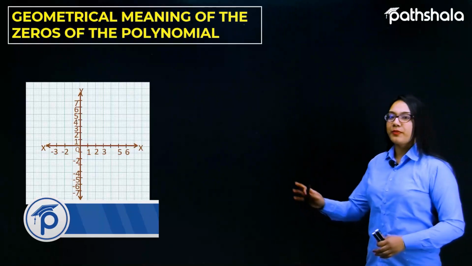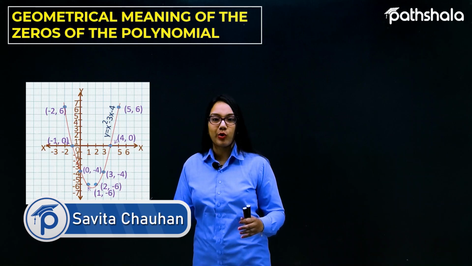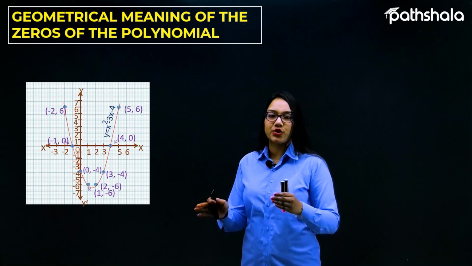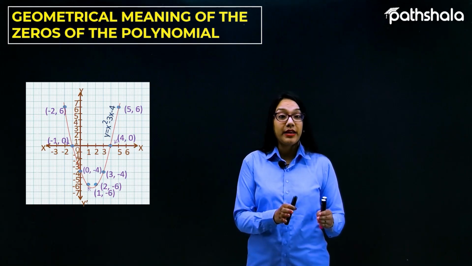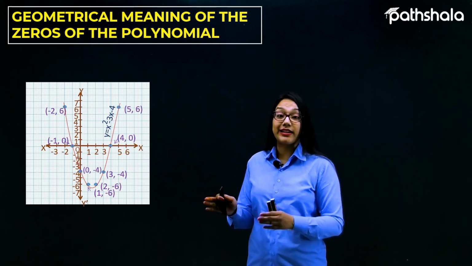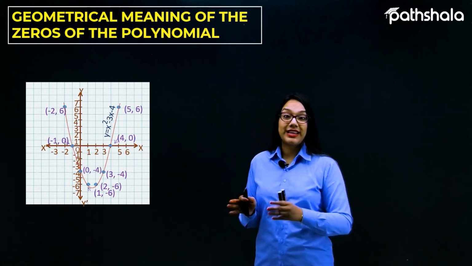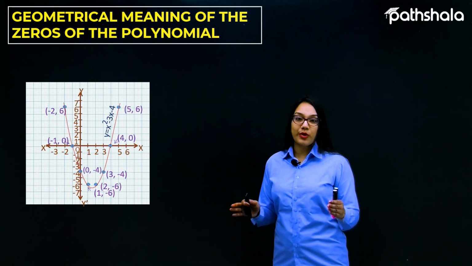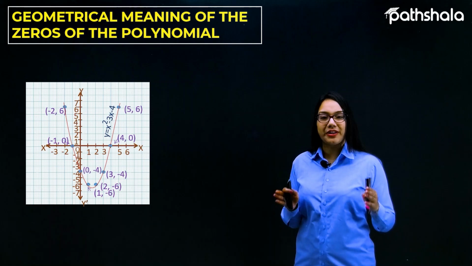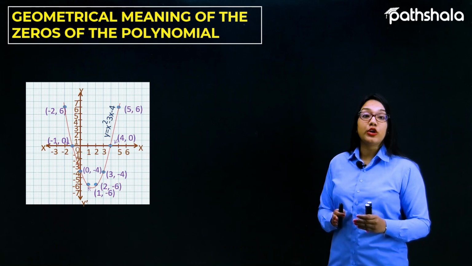So we can see from this particular graph, or this curve, which is in the shape of a parabola, that the curve is in the form of x square minus 3x plus 4, a variable in x. This curve is intersecting the x-axis at 2 points. It means that this particular polynomial, x square minus 3x plus 4, has 2 zeros. So with the help of this geometrical interpretation, we can find out how many zeros a polynomial has.